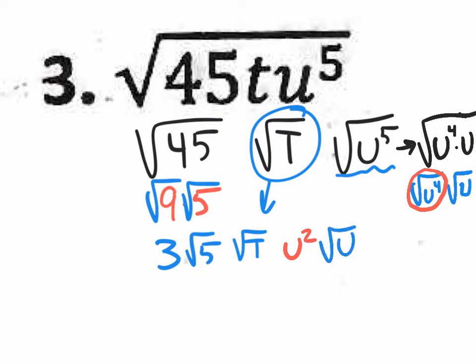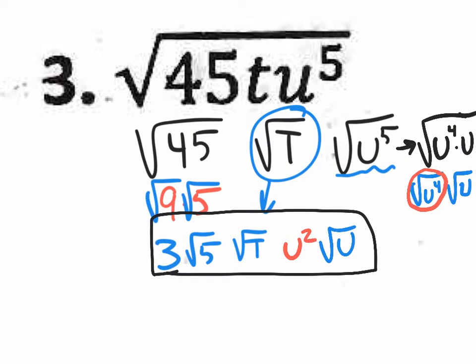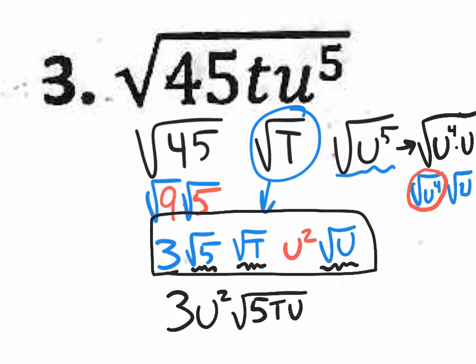So here's our answer. All we have to do is arrange it. The nice terms out in the front, like the 3 and the u squared. And all of these others, I can't do the square root of 5. I can't do the square root of t. I can't do the square root of u. So I'm just going to put them all together underneath one square root since I can't do anything right there. 5tu. So there's my final answer for number 3. 3u squared, square root of 5tu.